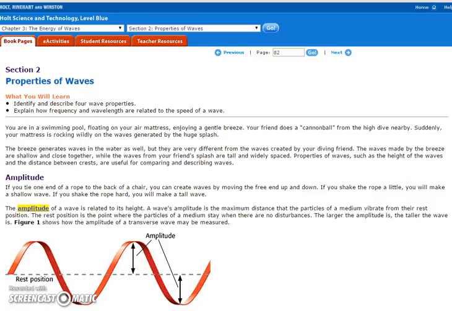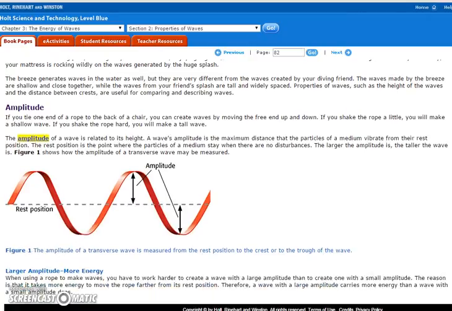This week is just the properties of waves. We started to talk about the properties of waves last week, so now we're just going to go over the four main properties of waves and what they mean. So, first up on page 82, we have amplitude. Amplitude is the height of the wave. Simple enough. This dotted line here refers to the rest position of the medium.